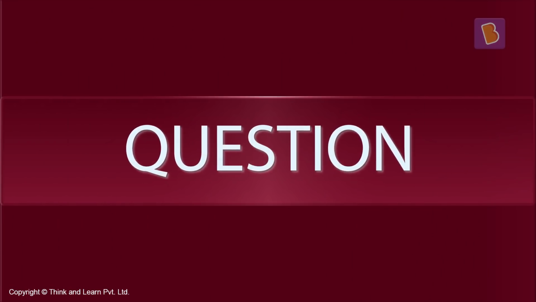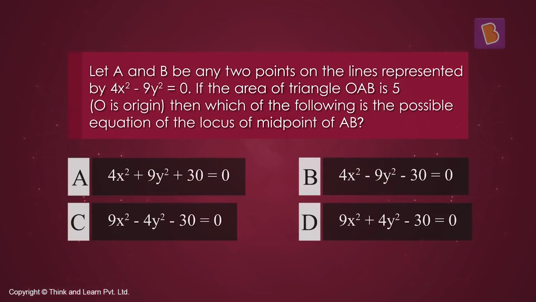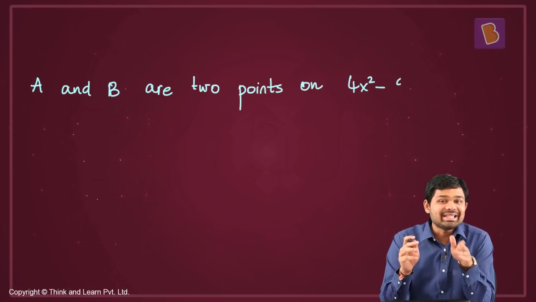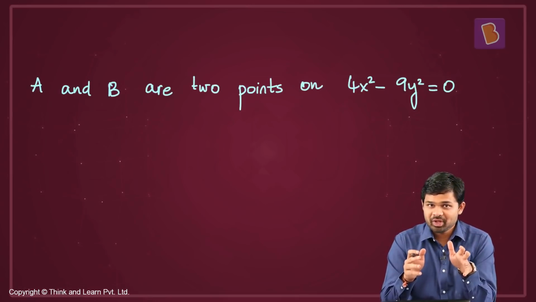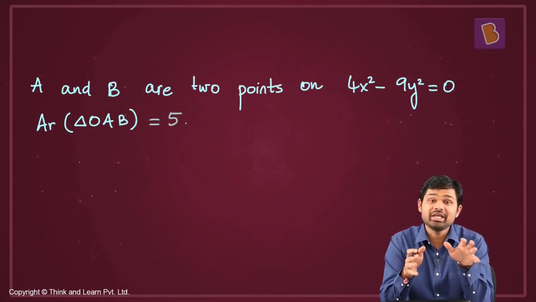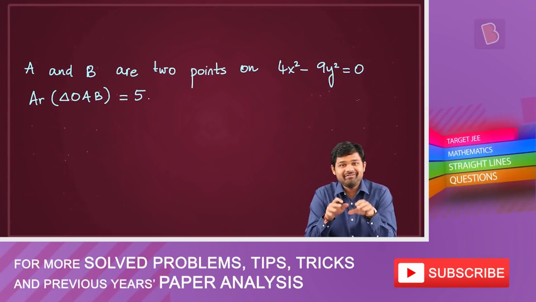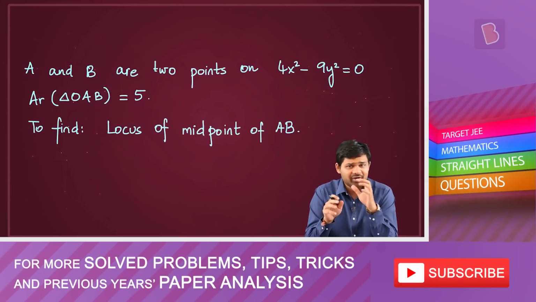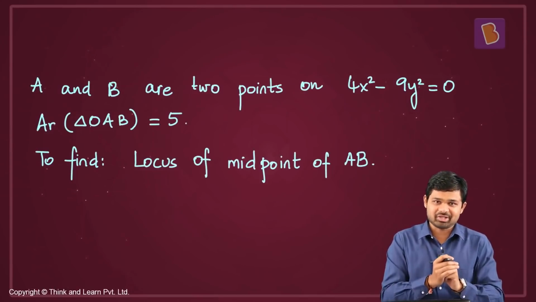The problem statement in this question is pretty short, but the solution, is it going to be as easy as the problem statement? Let's have a look at the question. So A and B are 2 points on the pair of straight lines 4x square minus 9y square equal to 0. The area of triangle OAB, where O is the origin, is equal to 5. Now the objective is to find out the locus of the midpoint of AB. A very interesting question, and we'll solve it in a very systematic way.